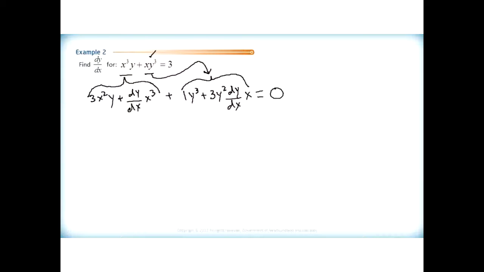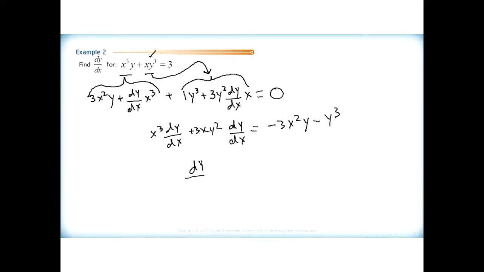And now we don't have any brackets to get rid of, so I just collect what I want to keep on the left and kick everything else over to the right. So on the left, I'm going to keep, and I'm going to rearrange to make them look a little tidier, x cubed times dy over dx, plus 3xy squared times dy over dx, and that's going to be equal to negative 3x squared y minus y cubed to get those terms to the other side.